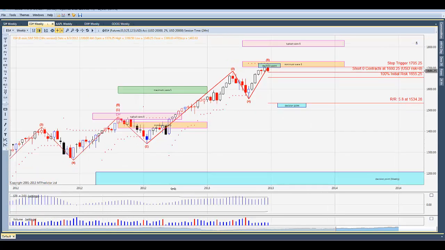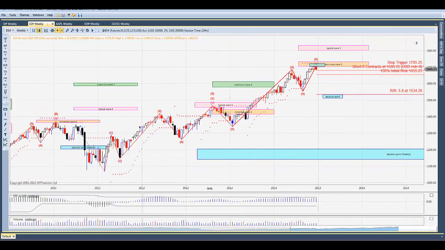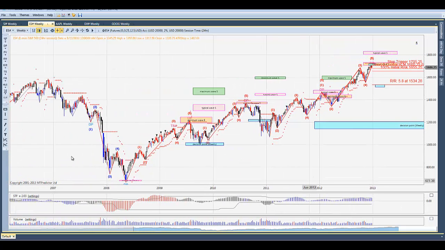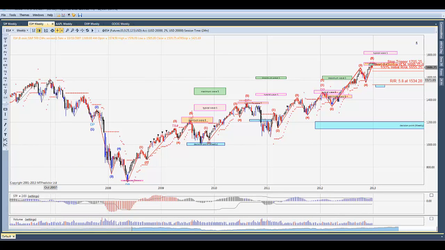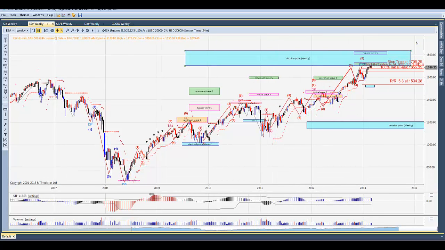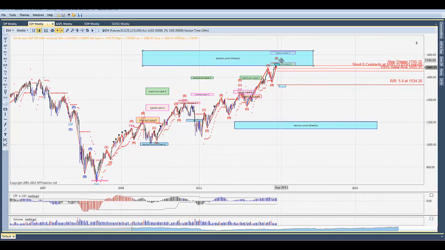The other thing I just wanted to show, go back and take a decision point off of the prior all-time highs from 2007, just to show that we're also in this larger degree decision point resistance area here. Now it's a large area, all the way up to around 1840 in the current contract, but we're at the bottom of that level, and we certainly can, and we have seen in the past, corrections from this level as well.